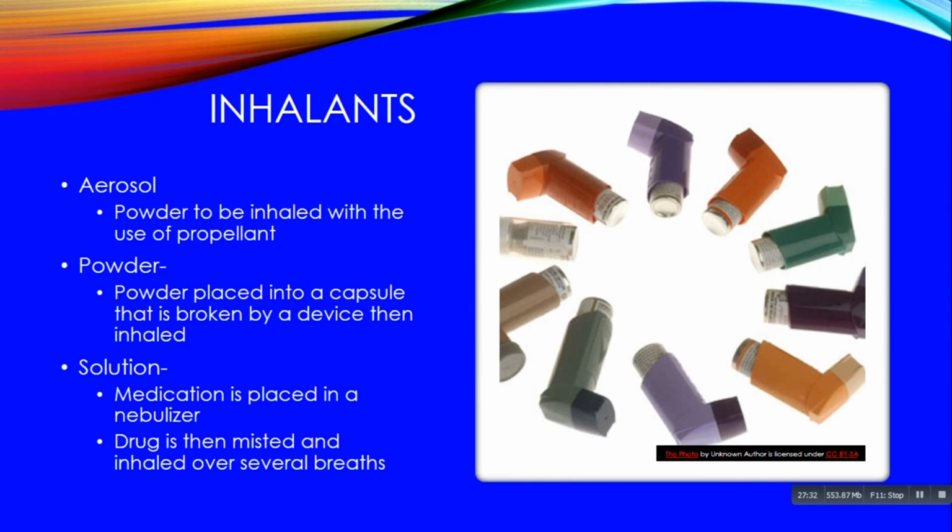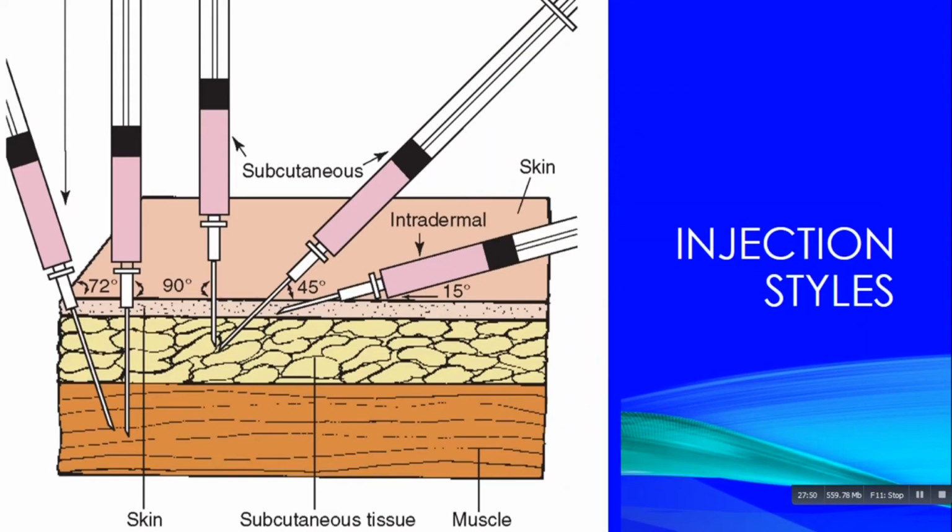The last thing I'm going to show you tonight is the injection styles. So this is the last little bit. You can see how intradermal is injected at a 15-degree angle using a really short needle. Generally speaking, that's about a half inch needle, 30-31 gauge.